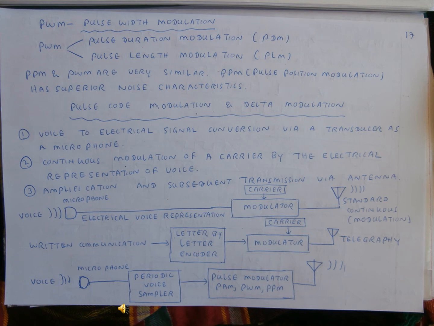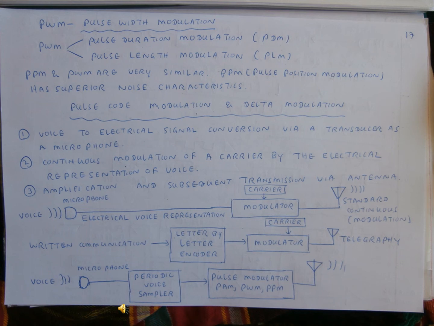And similarly, we also utilize this similar method with the voice signal. The voice signals are received by the microphone and converted to the electrical signal. These electrical signals are sampled by the periodic voice sampler, and the sampled signals go through the pulse modulator: PAM, PDM, PPM. PAM means pulse amplitude modulator, PDM is the pulse duration modulator, PPM is the pulse position modulator. Those modulated signals are also transmitted by the antenna.